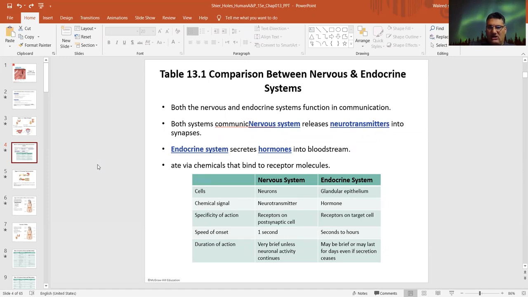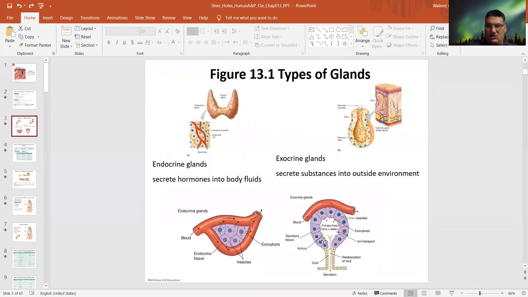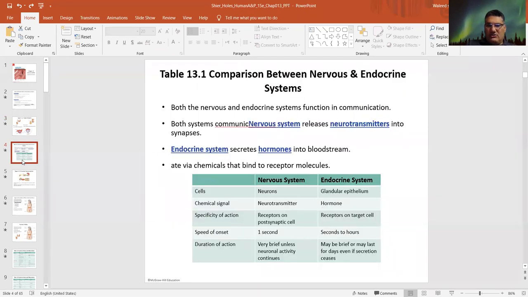That will actually take some time. So this is the first difference and the most important difference, which is speed: nervous system fast and endocrine system slow in managing the homeostasis. Other than that, in the nervous system, the cells are neural cells, and the endocrine system are glandular epithelium. That epithelium that I showed you, which is like this epithelium right here, this is called glandular epithelium. Most likely it's cuboidal in shape.